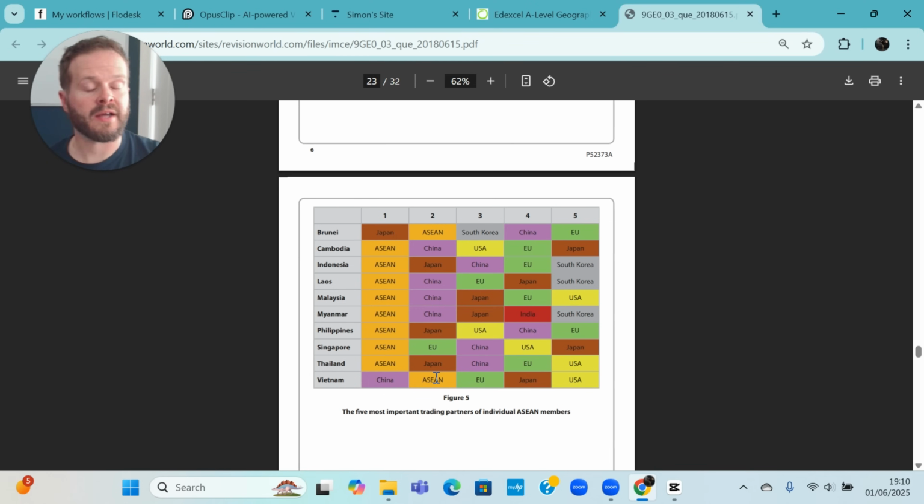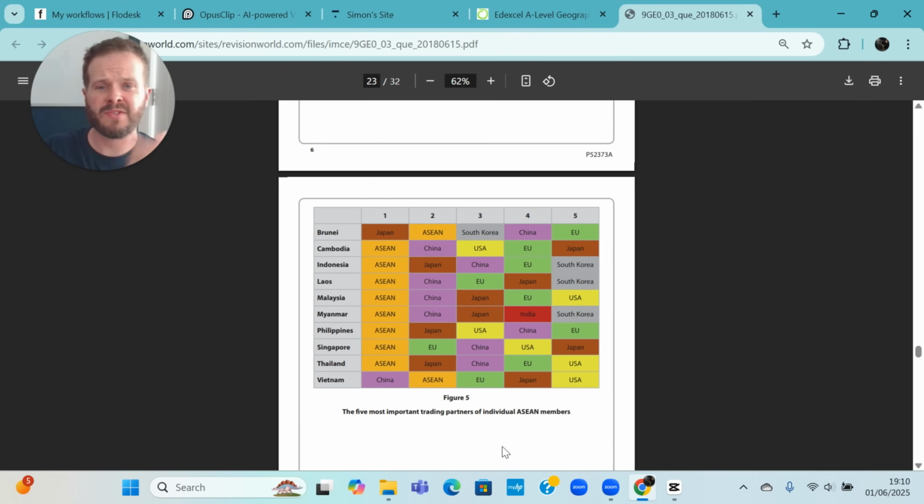Then again, I can think outside of this and think, okay, so maybe the second most important trading partner would be China, and then following that probably Japan, because there are a lot of those in second position. There's an outlier here with Singapore and the EU. What could I link that to? Could be potentially past colonial legacies.